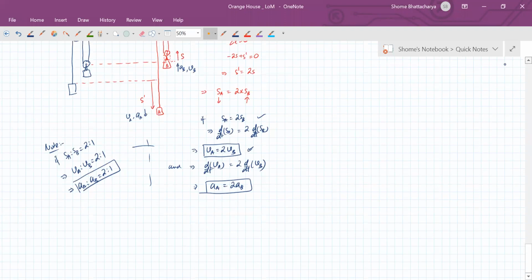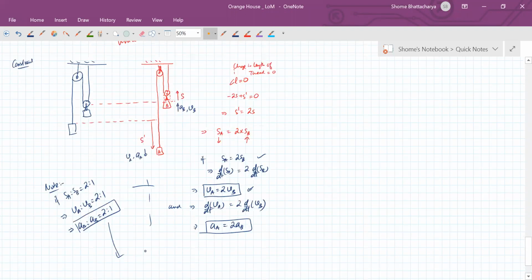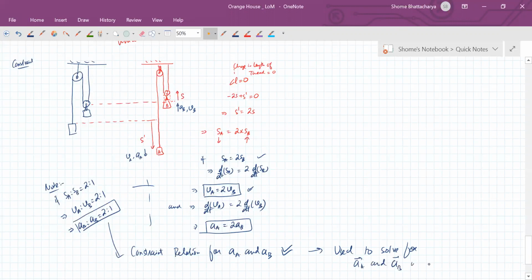So now this becomes our constraint relation for acceleration. Okay, this becomes something very important. So this will be used to solve for acceleration of A and acceleration of B in the second part of the question. ये इक्वेशन हम यूज करेंगे सॉल्व करने के लिए. This or this, they are the same thing.